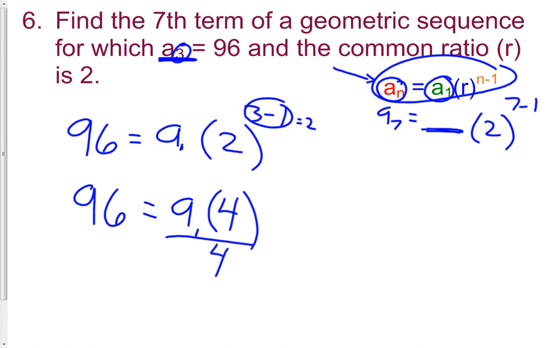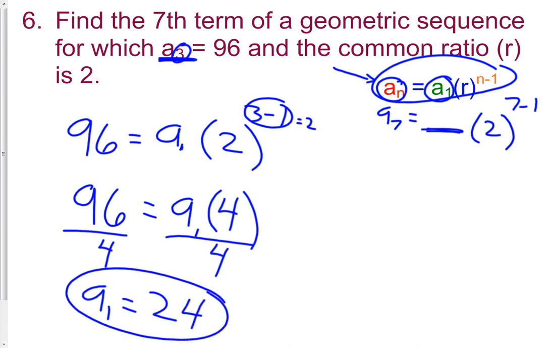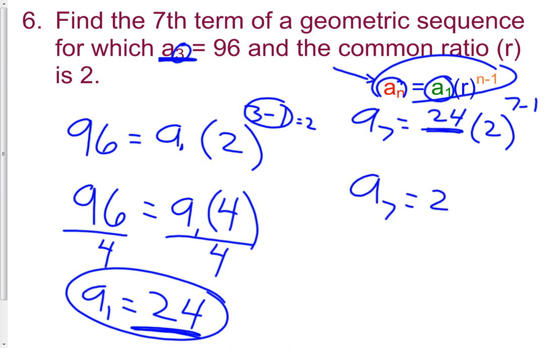Divide both sides by 4. What's 96 divided by 4? The value of a sub 1, 96 divided by 4, is 24. Aha! Now, my friends, I can solve for the value of the seventh term. a sub 7 equals the value of my first term, which I found. It is 24 multiplied by 2 raised to the 7 minus 1. So it's a sub 7 equals 24 times 2 raised to the 6th.